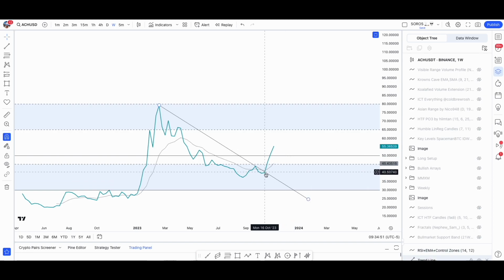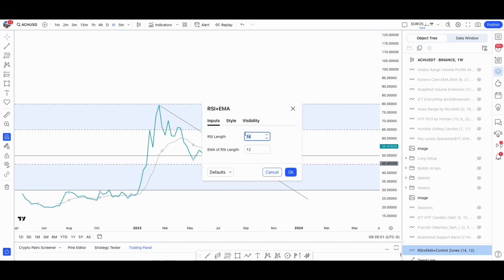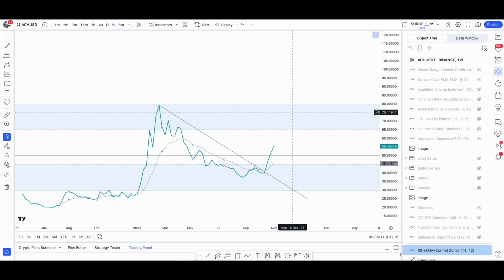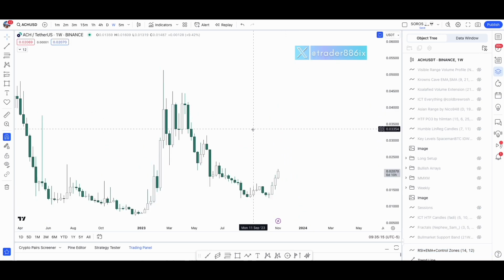So in this case, we broke out of the bearish control, we broke above the downtrend, and we broke above the 14 period EMA. And again, I'm using the recommendation by the creator of RSI, Welles Wilder. He uses a 14 RSI length, and then I'm using 12 for the EMA RSI length. So you can see on the weekly, that's turbo bullish.